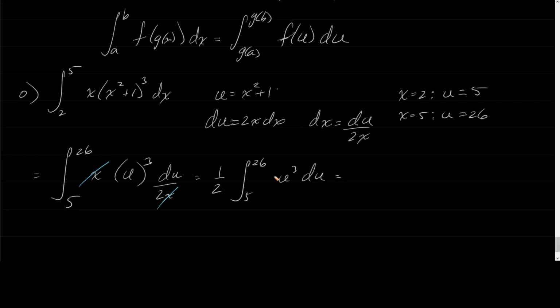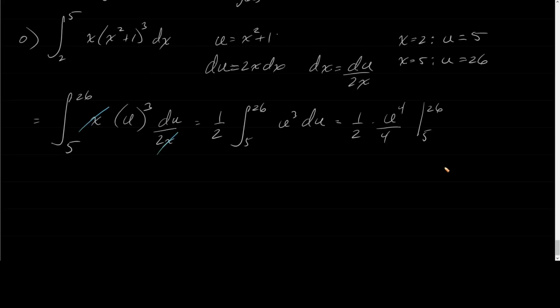And what is that? Well, that's going to be 1/2 times, add 1 to the exponent, divide by the new exponent, evaluate it from 5 to 26. And well, what would that give us? Well, that would give us 26 to the 4th over 2 times 4, which is 8, minus 5 to the 4th over 8. And at that point, well, let's see, 26 to the 4th is a huge number.